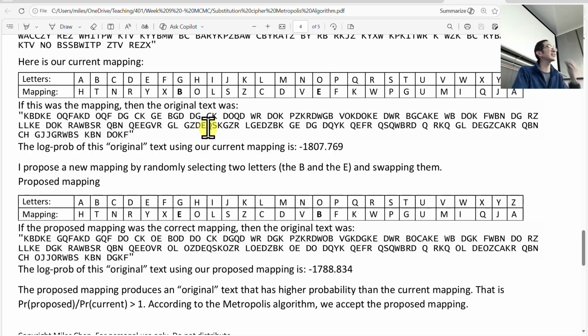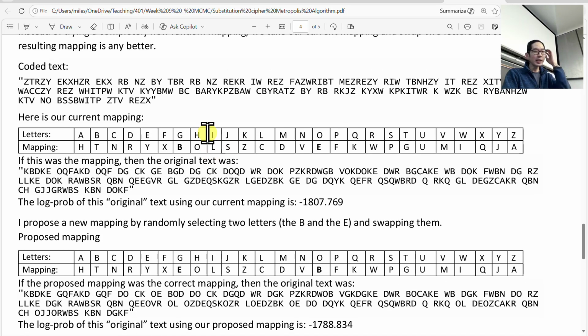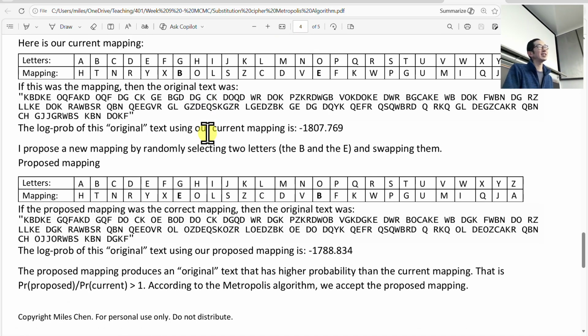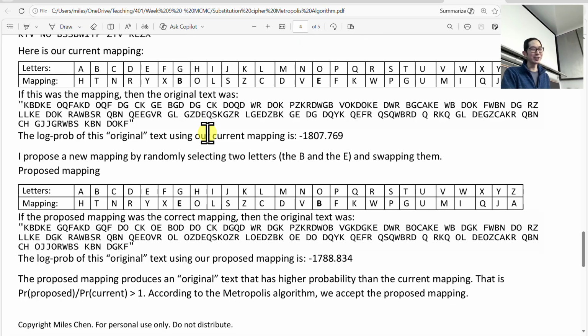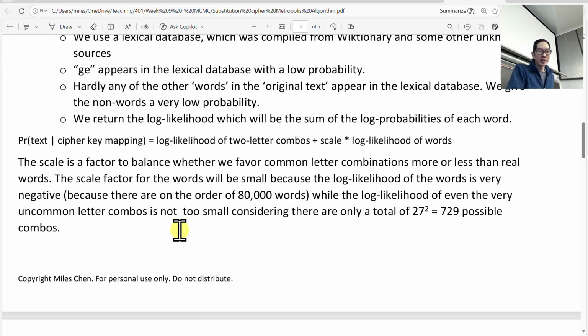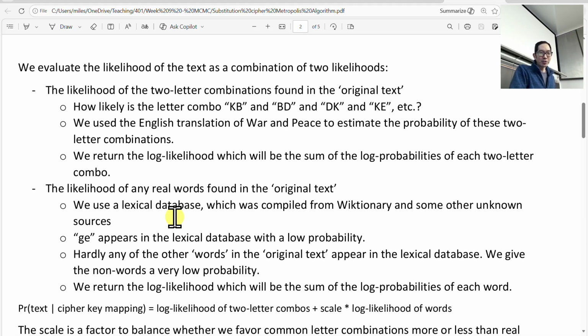Okay, and so how do we evaluate whether it's super gibberish or less gibberish? Rather than just going off of our gut feeling and saying this is better because I see BOD here versus BGD here, like this sequence of letters feels a little bit better. We are going to take two parts. One is we're going to just look at letter combinations.